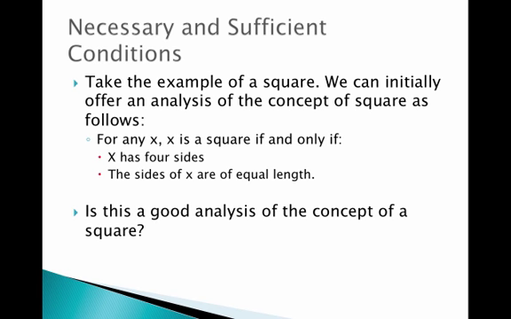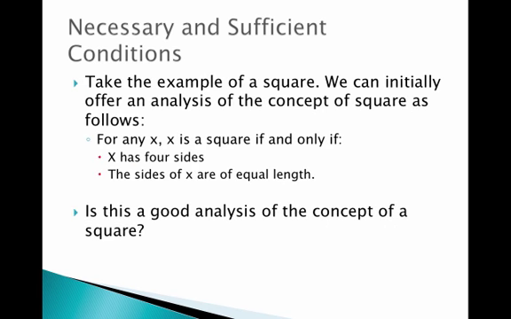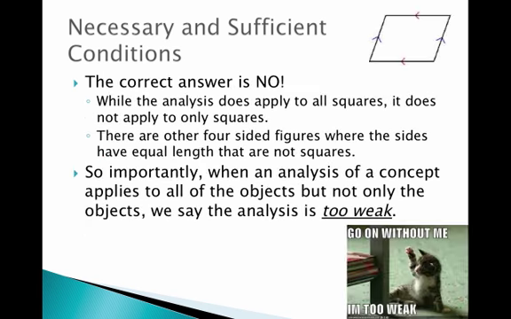Well, we want our definition of a square to be true of all squares, but we also want it to be only true of squares. We don't want it to be true of triangles or trapezoids or parallelograms, okay? So we want it to be true of all squares. We don't want any squares left out, but we want it to be true of only squares as well. So does this definition succeed? Think about it. No, it does not.